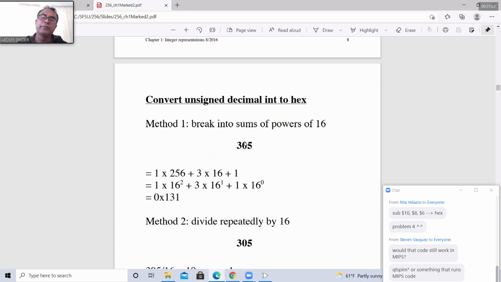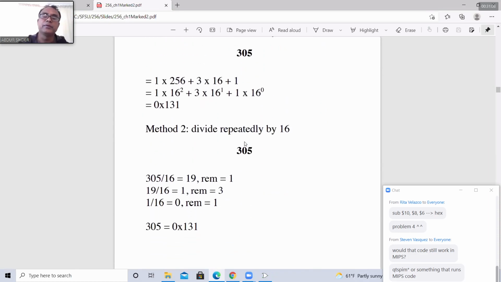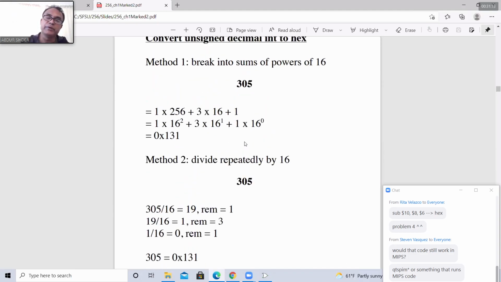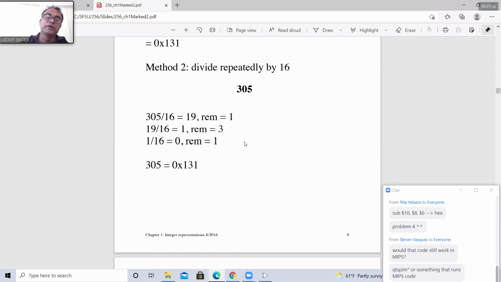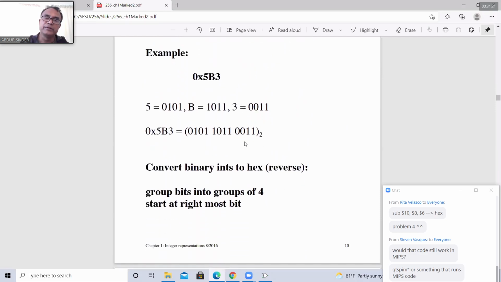And you also can divide by 16. You can do that method for decimal to hexadecimal, or you can use this chart, like divide the number in such a way that you can use the chart of hexadecimal. Either way, you just convert it. And this is from hexadecimal to binary, as I mentioned earlier. 3 is 0011, and then you have B is 11, so it's 1011, and 5 is 0101. So put it together, that's your binary number for that hexadecimal.